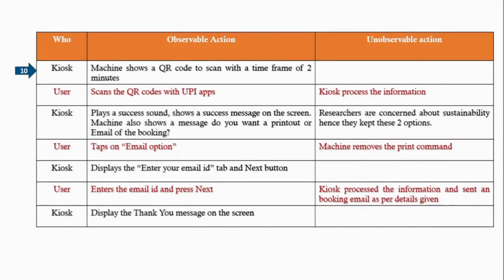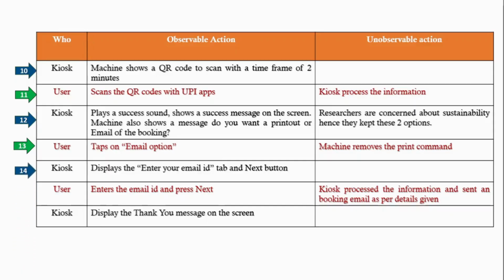Okay, now comes the next step. The kiosk machine shows a QR code to scan with a time frame of 2 minutes, as we discussed earlier. Then the user scans the QR code with a UPI application as per his choice. Unobservable action: the kiosk processes the information. Then in the next, 12th stage, the kiosk plays a success sound and shows a success message on the screen. The machine also shows a message: do you want a printout or email of the booking, right? Here researchers are concerned about sustainability, hence they kept these two options, right?